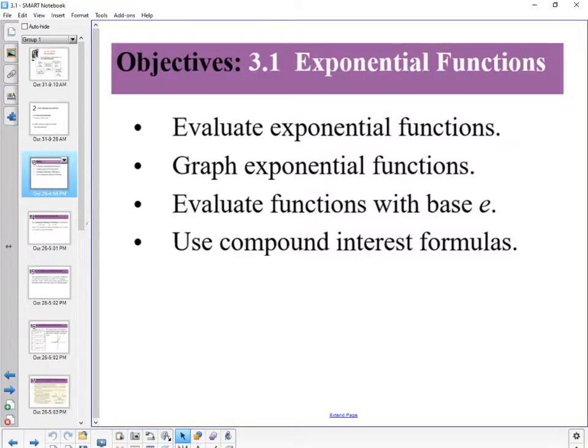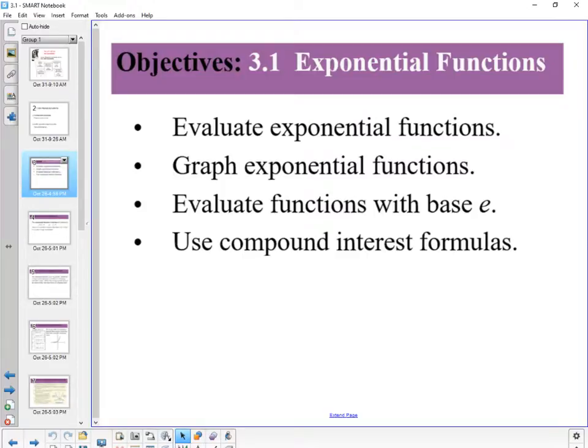So, 3.1 starts with exponential functions. I don't have a lot of slides for this. I think that you guys have seen exponential functions and exponential growth for a while already. So we're just going to be doing a quick refresher, touching base on some of those things, asking any questions that you might have. Okay.